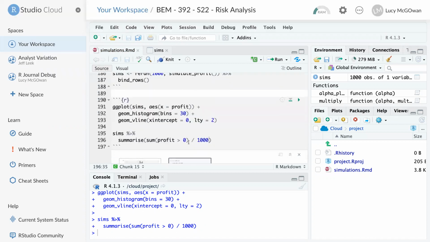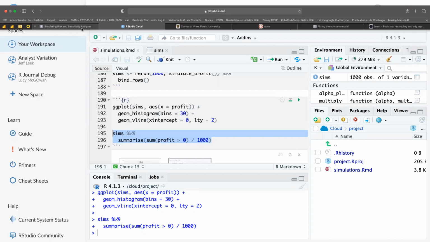I'm just going to stay here for just a second, and I'm going to show a couple different ways to calculate these type of metrics that are often of interest when we're thinking about risk.